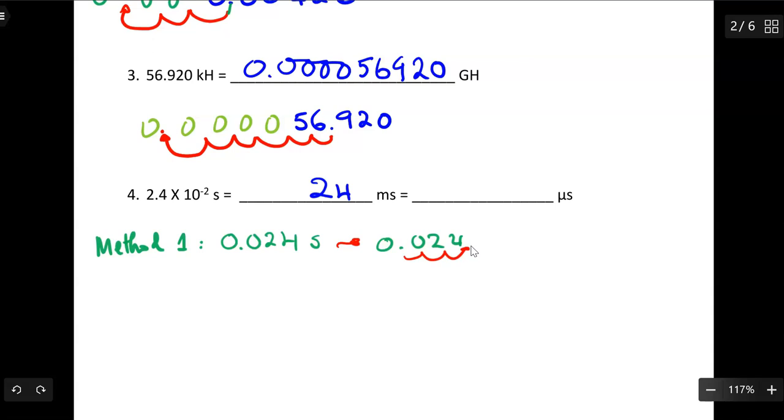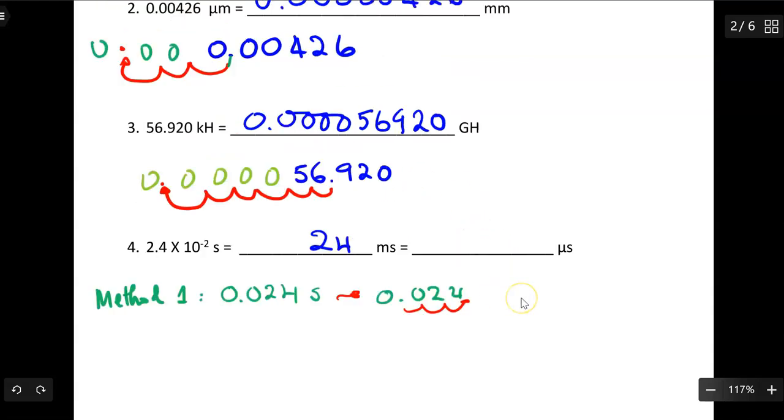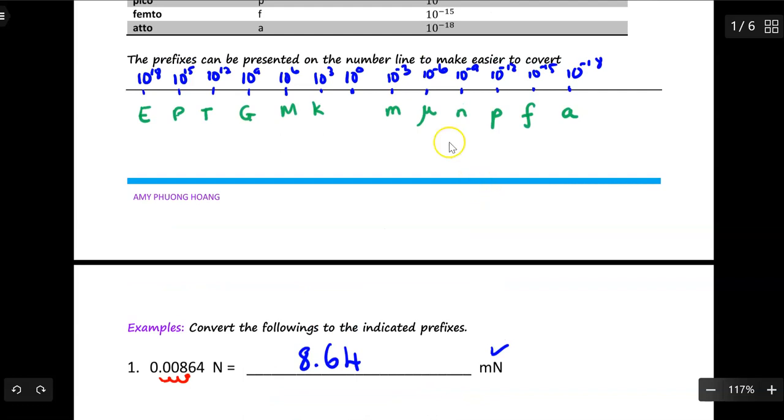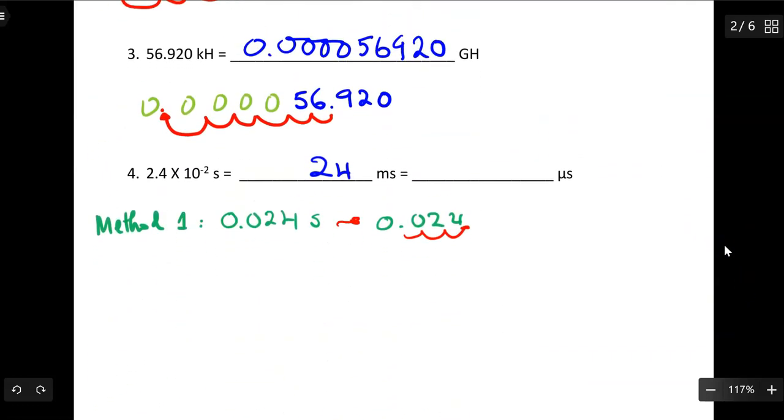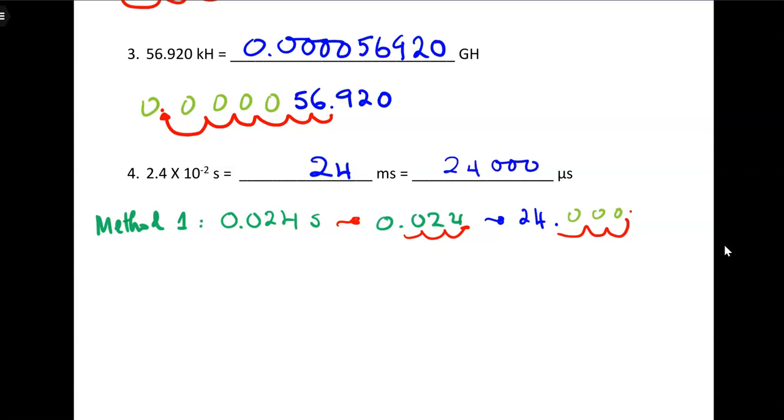Okay, and now based on this number 24, you continue moving your decimal point to where you meet the micro. If you meet the micro, it means that you are going from milli to micro. You continue to go to the right, and still count 3 spaces when you move. So from this number 24, my decimal point, I am going to go 1, 2, 3, 3 more. Then I have to insert the 0. So that means this number turned into 24 and 3 more 0 to get the micro. Okay, so this is the easiest one.